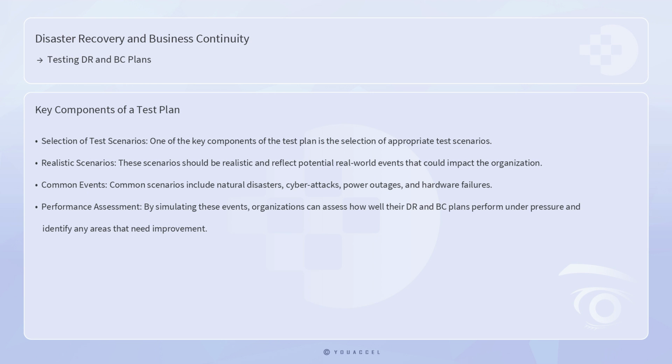One of the key components of the test plan is the selection of appropriate test scenarios. These scenarios should be realistic and reflect potential real-world events that could impact the organization. Common scenarios include natural disasters, cyber attacks, power outages, and hardware failures. By simulating these events, organizations can assess how well their DR and BC plans perform under pressure and identify any areas that need improvement.